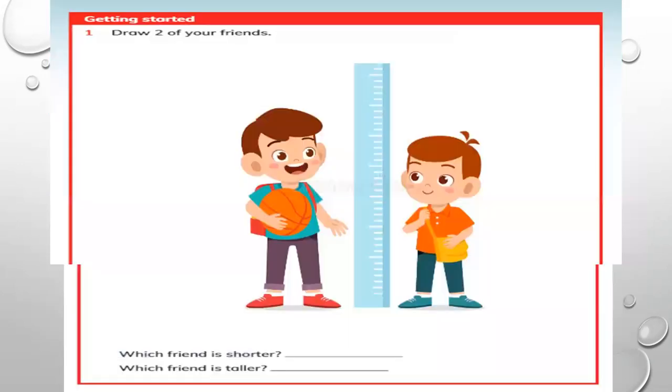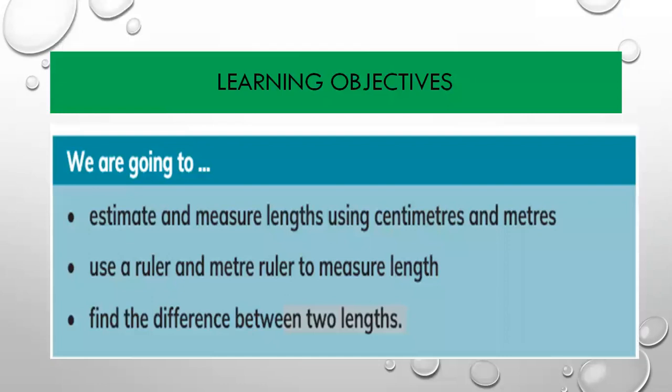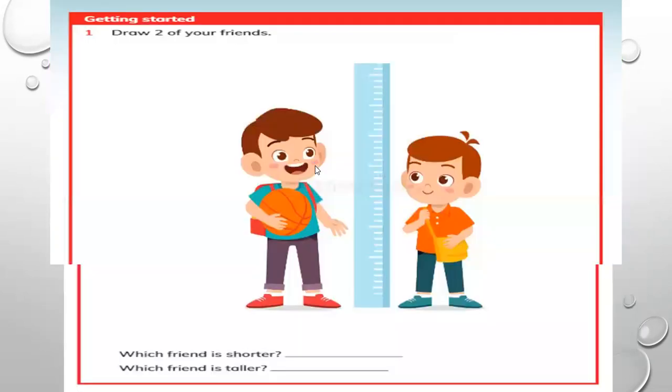In the class, we have learned how to measure things with the help of a ruler. This is the third unit and we are on page number 52. This is all about measurements. So here is an example. Draw two of your friends. So here are two of the friends.